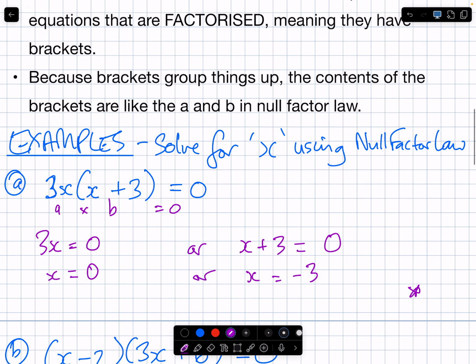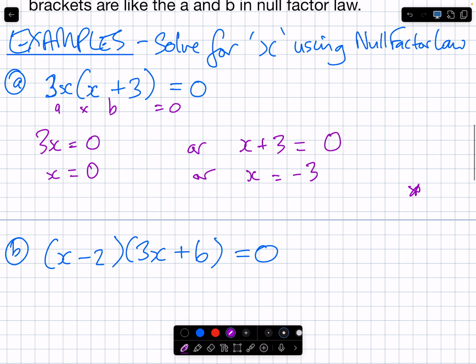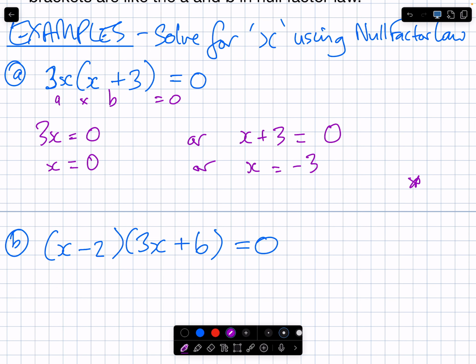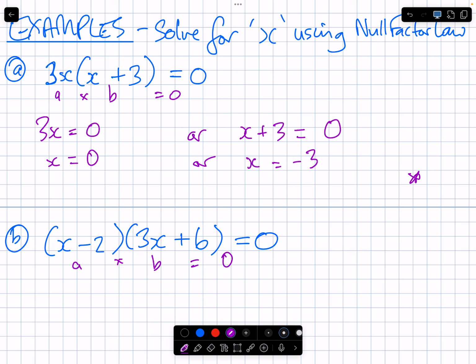No. Okay, second example here. Do I have two sets of brackets multiplying there? Yes? So what's my A? My A is x take 2. My B is 3x plus 6. Do they equal 0? So apply the null factor law. According to null factor law, if A times by B equals 0, what could A be? A could be 0. Or B could be 0.